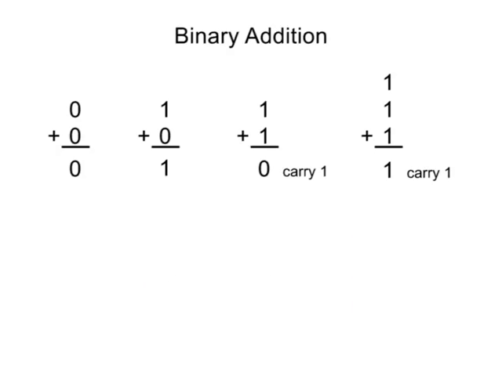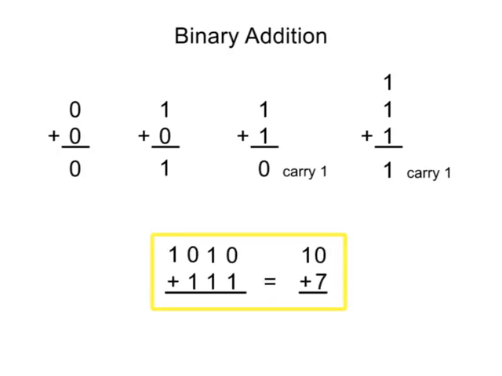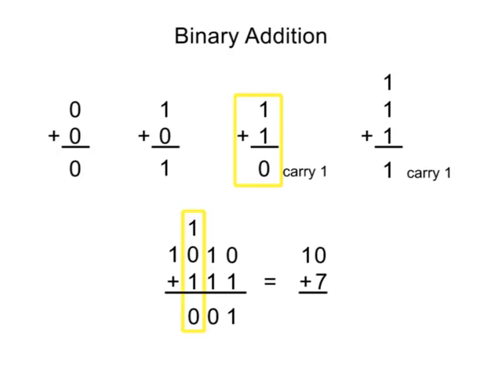Another example is 10 plus 7. 0 plus 1 equals 1. 1 plus 1 equals 0, with a carried 1. 1 plus 0 plus 1 equals 0, with a carried 1. 1 plus 1 equals 0, with a carried 1. Thus, the sum in binary is 1, 0, 0, 0, 1, which is equal to 17, the sum of 10 plus 7.